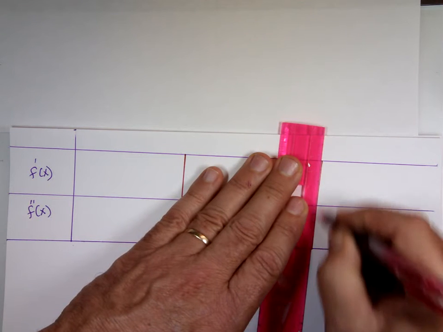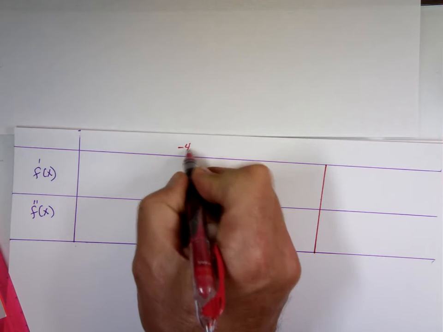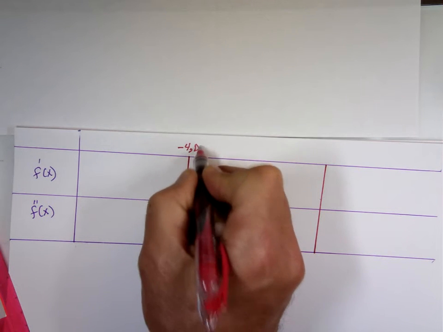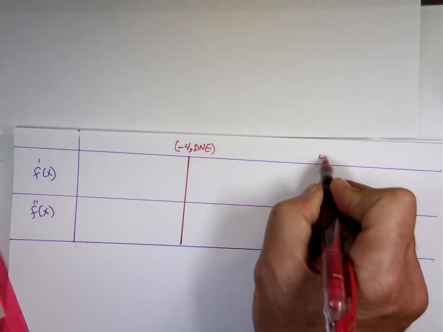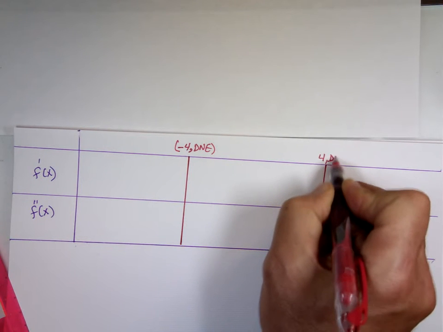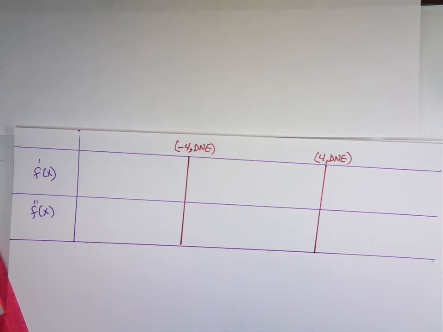And it's going through both of them. They will be in both. At -4 and 4, the derivative does not exist. That means plus or minus infinity. It's going through both. They will be in both cases.